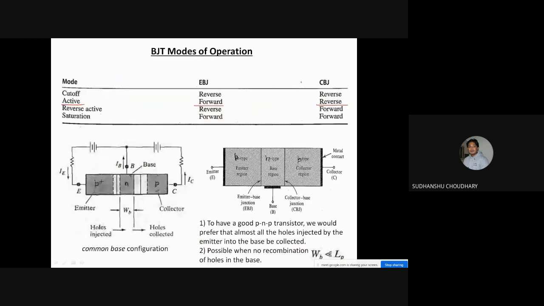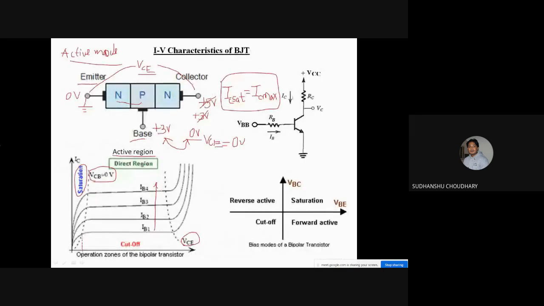What happens when both junctions are forward biased? That is actually the saturation region of operation, or saturation mode. Both the collector base junction and the emitter base junction are forward biased, because my collector voltage is now 0, so VCE is 0. That is this point.